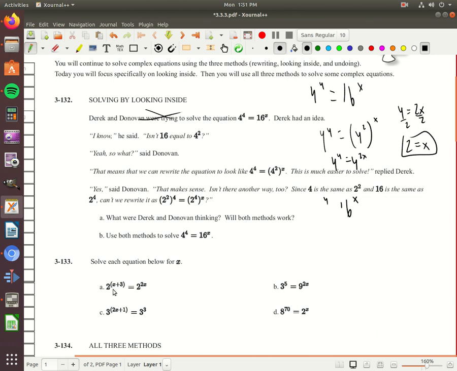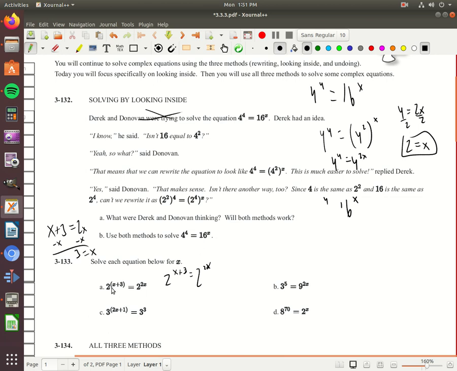But hey, look, the bases are the same here. So since the bases are already the same, I don't really need to do much. I'm just going to say that the exponents have to be the same. So I'll say x plus 3 must be equal to 2x. Subtract x from each side, and 3 equals x.